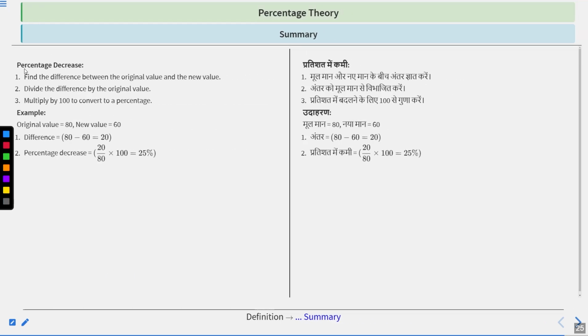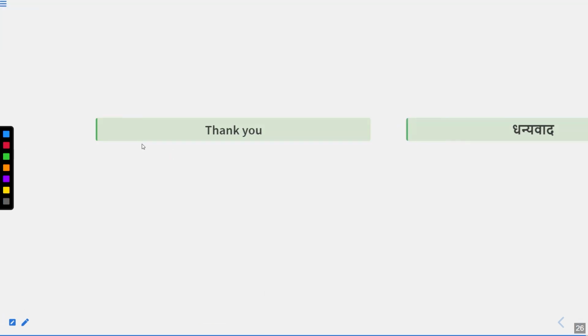Now, to calculate percentage decrease, in the same way, find the difference between the original value and the new value. Divide the difference by the original value, multiply by 100 to convert to a percentage. For example, the original value is 80, the new value is 60, the difference will be 20. The percentage decrease will be 20 upon 80, because our original value is 80. So 20 upon 80 multiplied by 100, we get 25%. Thank you. Our today's class has been completed.